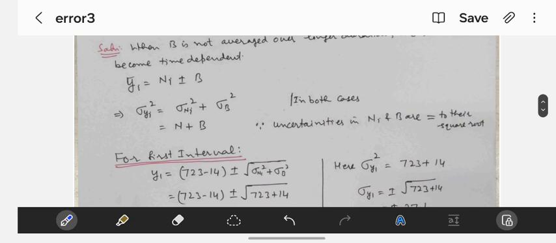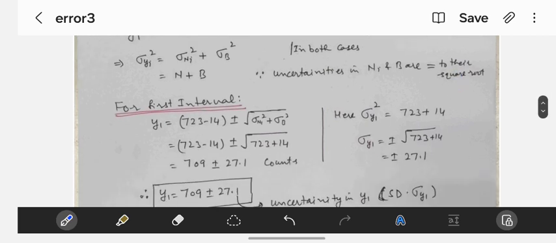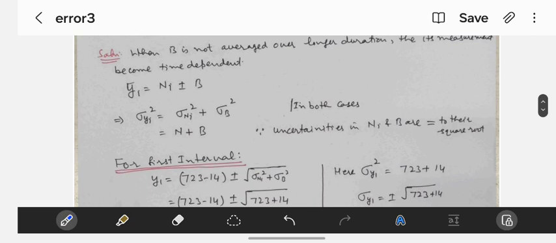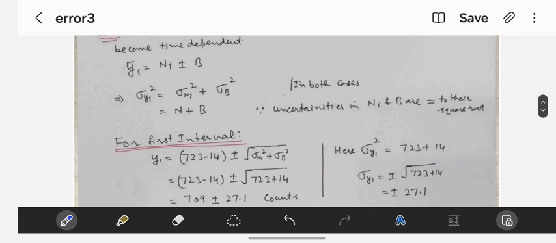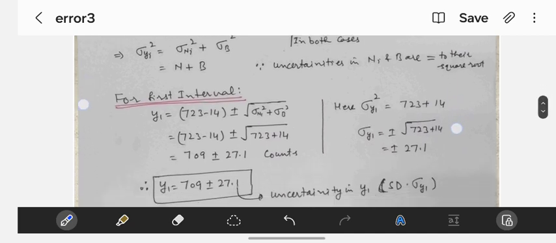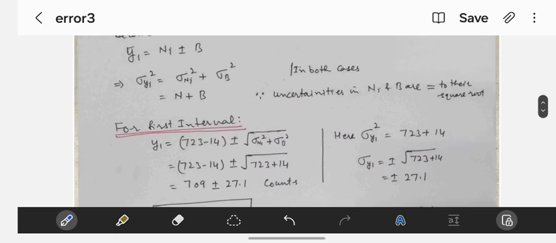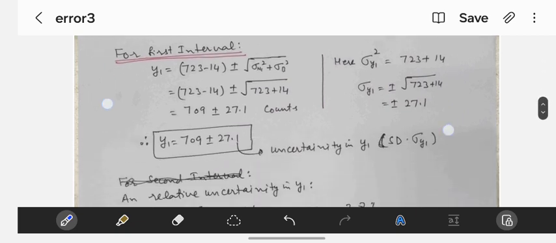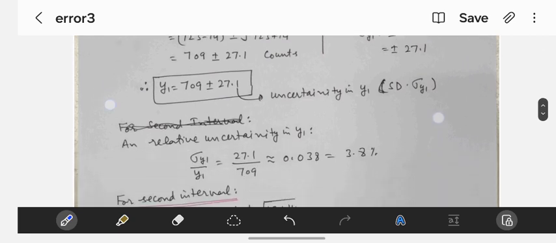So y1 is n1 minus b. Sigma y1 square will be sigma n1 square plus sigma b square, because their respective coefficients are 1 and 1. Sigma n1 square will be n, because sigma n1 is root n, and sigma b is root b. So it's just n plus b. From here we get y1 equal to 723 minus 14 plus minus root of this, so we get 709 plus minus 27.1 counts. From here you can calculate the relative error.